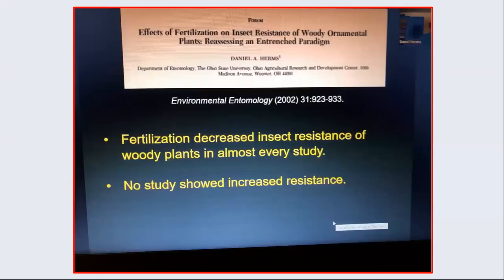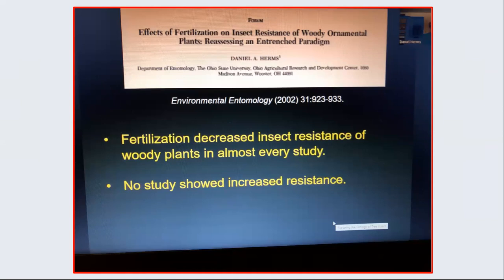And all the research, this is in regards to trees. This is Dan Herms from Ohio State. I believe he's now the head research scientist for the Davy Tree Expert Company, which is very interesting. He'll be changing a few of the things they're probably looking at there. But he's talking about fertilization and insect resistance in woody plants.